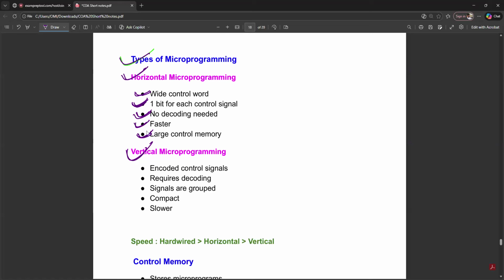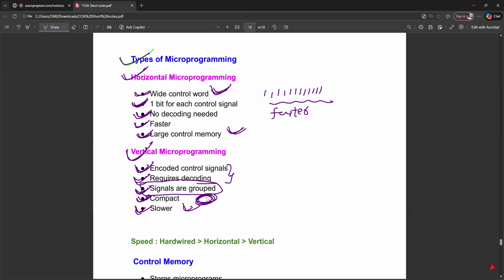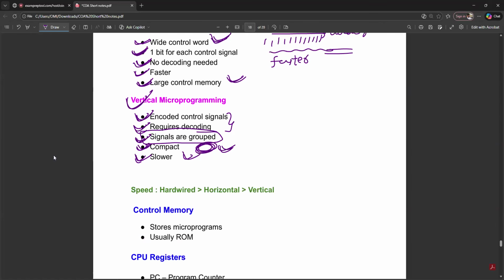While if you see vertical microprogramming, it is encoded. It requires decoding. Its signals are grouped. It is compact. It is slower because decoding is required. But in horizontal microprogramming, there is one bit for each control signal, so it is faster and has a larger control memory, and it is wider. Here it is wider, but there it is compact.